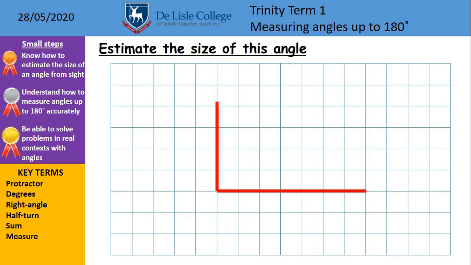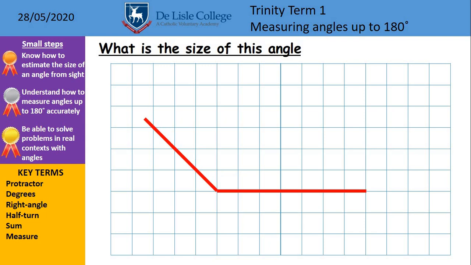So, estimate the size of this angle. As these come up, I want you just to pause the video. You're not going to use a protractor. You're going to estimate what you think that angle should be. So each time they come up, pause the video and have a go. So this one, hopefully we should all know as an estimate would be 90 degrees. Now, this next one, have a go at that.